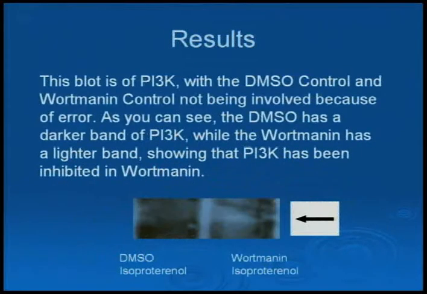This blot is a PI3K blot with a DMSO control and wortmannin control not being involved because of error. As you can see, the DMSO has a darker band of PI3K, while the wortmannin has a lighter band, showing that PI3K has been inhibited by wortmannin.